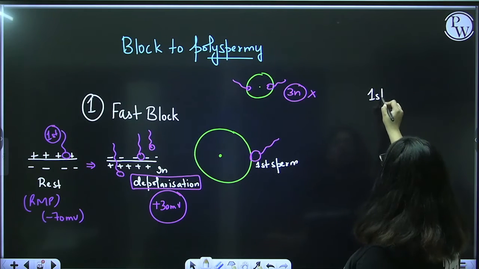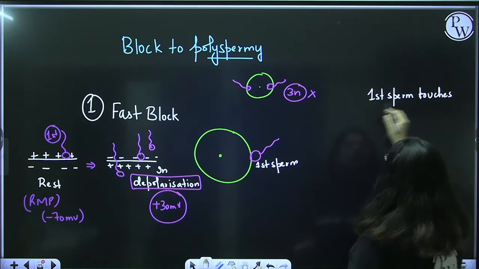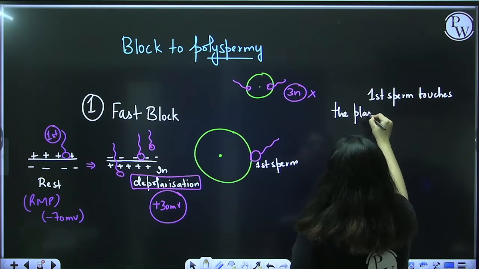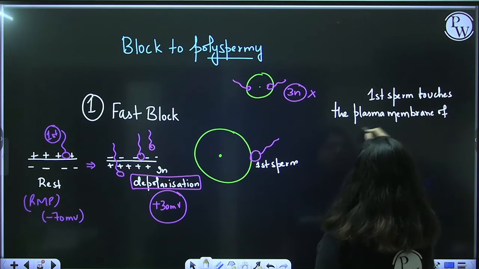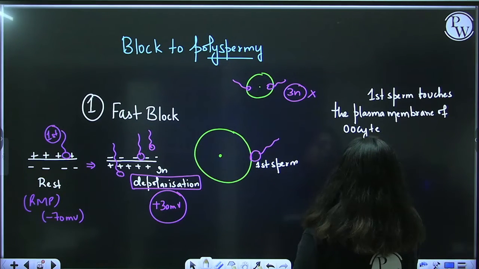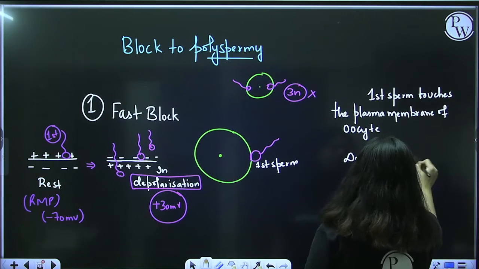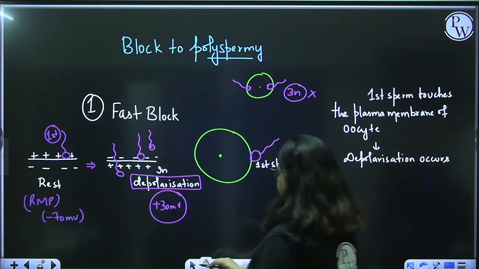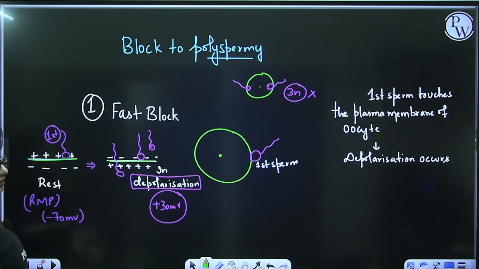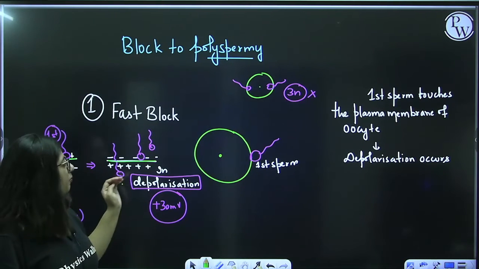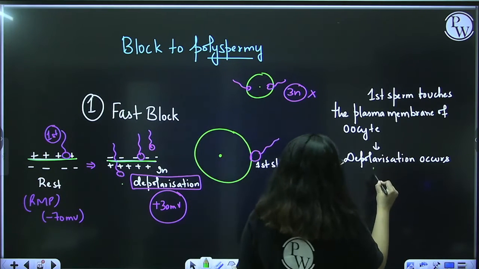The first sperm touches the plasma membrane of the oocyte. Then what will happen? Depolarization. Right? So this is a membrane, guys. This is a membrane, plasma membrane. We always say that outside it is positive, inside negative when you are at rest, and after depolarization the reverse polarity occurs, right? So when the depolarization occurs, now what will happen?